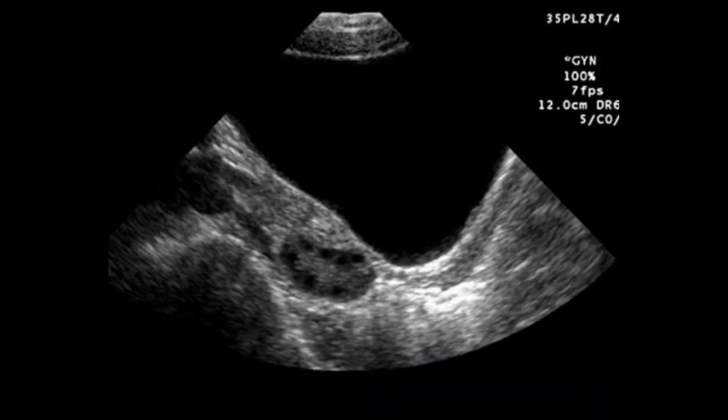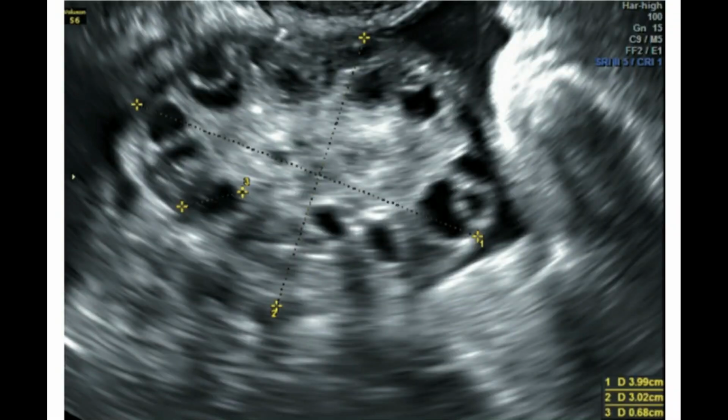This is the image of the left ovary, which I have shown in the longitudinal plane. This is the urinary bladder, and behind the urinary bladder, this is the left ovary. I have tilted my probe a little bit toward the left side to show you this. This is a magnified image of the ovary. In this you can see a number of follicles arranged at the periphery with the central stroma.